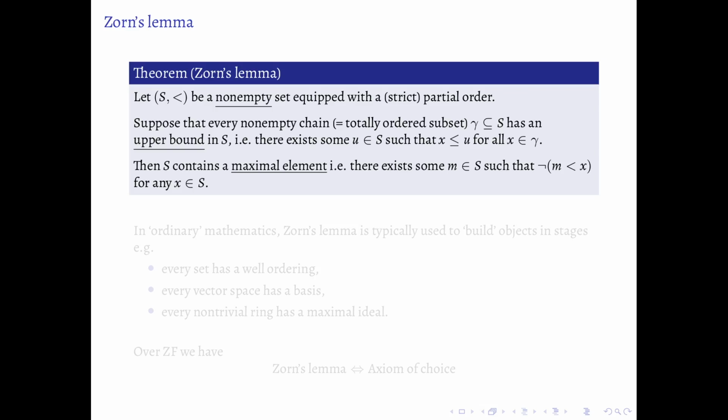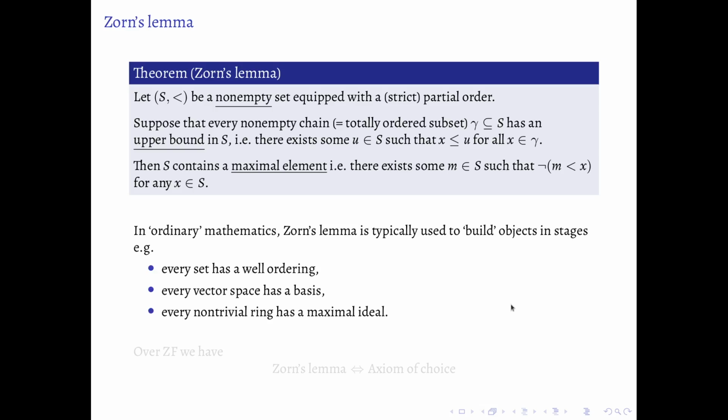Alright, so this is Zorn's lemma, and in ordinary generic mathematics, it's typically used for building objects in stages. Classic applications of Zorn's lemma are the statements that every set has a well-ordering, every vector space has a basis, every non-trivial ring has a maximal ideal, and so on. So typically we're working in some kind of world, and we want to construct something in stages in an infinitary way, using infinite stages, and this is where Zorn's lemma comes in.